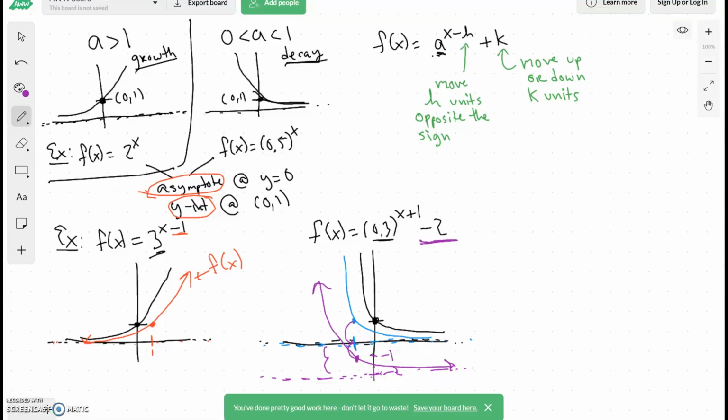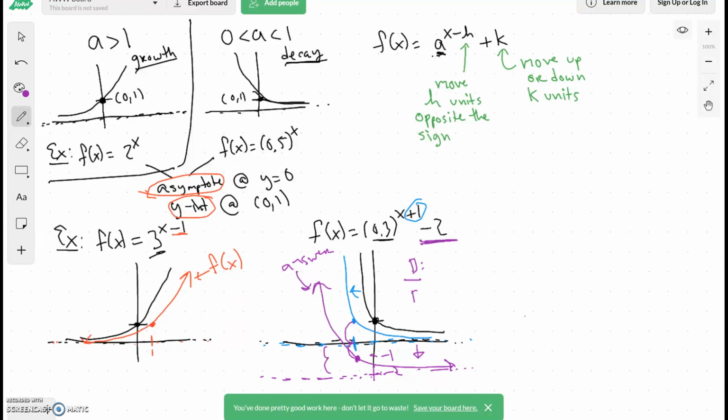Notice that the movement between the black curve to the blue curve was just shifting it +1 unit, which is in the opposite direction, right? And the movement from the blue curve to the purple curve was -2 units because of this thing. So the purple curve is actually my answer. If you want to plot more points, you can, but all I really care about right now is just the asymptote and just the y-intercept.